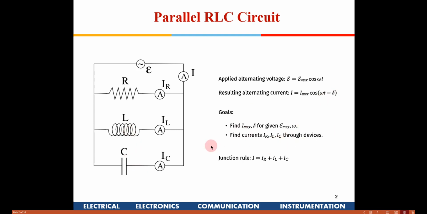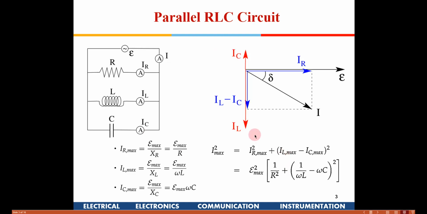So let's try and find. The junction rule, I is equal to IR plus IL plus IC, is going to hold good here also. That is Kirchhoff's current law, KCL, at this node. This is the current which is coming from the source, and you have IR, IL and IC going out of these nodes. So I is equal to IR plus IL plus IC, and that would hold good out here also.